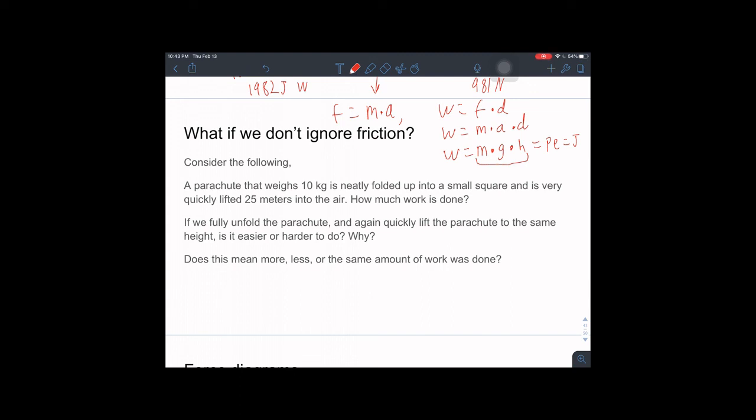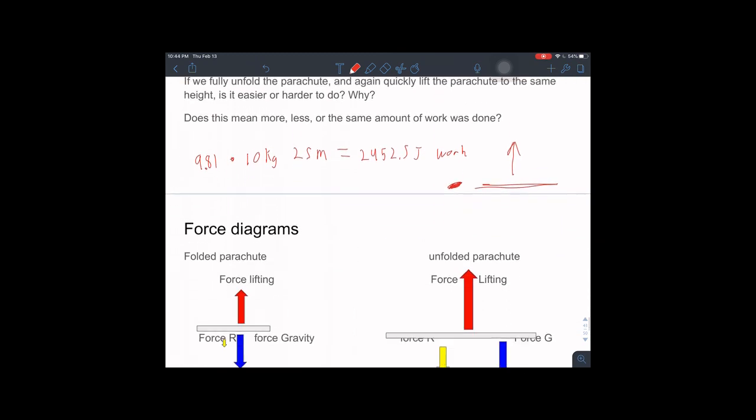This is something where we don't have to ignore friction now. Solving the same problem as last time, if we have 10 kilograms lifted 25 meters in the air on Earth, we see we did 2,452.5 joules of work. If we were to unfold that parachute, if that parachute were to go from a tight bundle to a long parachute and quickly lift it up, it would take more work.